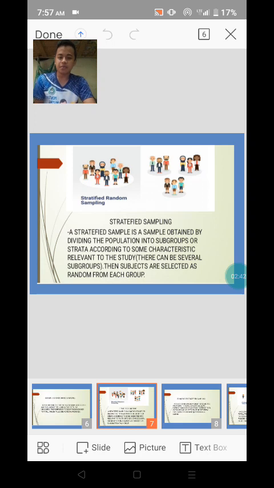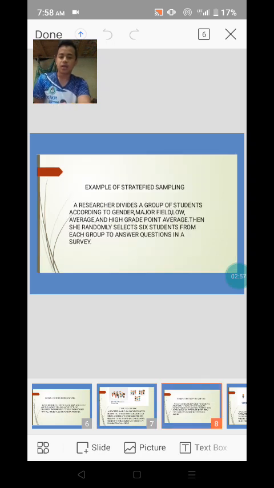Stratified sampling means a sample obtained by dividing the population into subgroups or strata according to some characteristic relevant to the study. There can be several subgroups. Then subjects are selected at random from each group. Example: a researcher divides a group of students according to gender, major field, low grade point average, and high grade point average. Then she randomly selects 6 students from each group to answer questions in a survey.